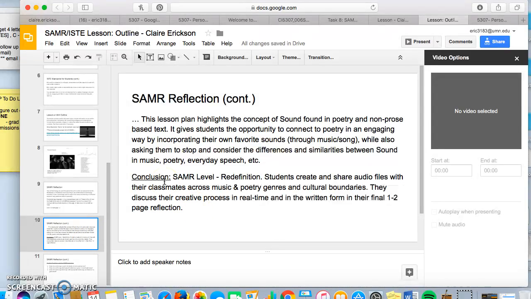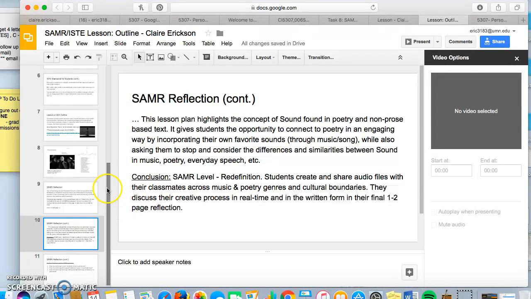So it gives these students the opportunity to connect to poetry in an engaging way by incorporating their own favorite sounds through that music. And then also asking them to consider the differences and similarities between the types of sound we find in poetry versus everyday speech versus music, and to really examine that. And they'll have to explain and justify why they made those decisions. So, in conclusion, I would say this lesson plan is at the redefinition level.